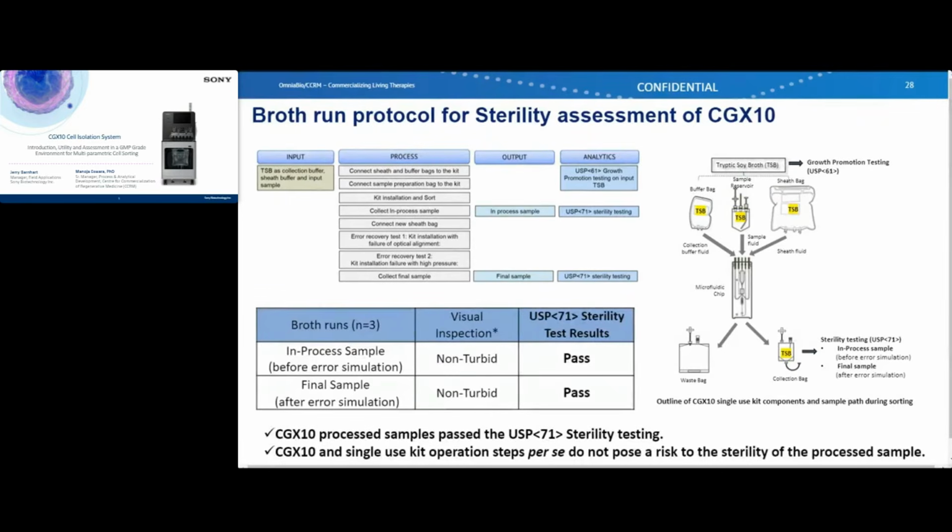To summarize the results from 3 independent broth runs, CGX10 processed samples, both the in-process sample and the final sample, passed the USP 71 sterility testing. These results indicate that the CGX10 and the single-use kit operation steps per se do not pose a risk to the sterility of the processed sample. We highly recommend process-specific aseptic processing runs for every new process and sterility testing of the final product as mandated by regulations.